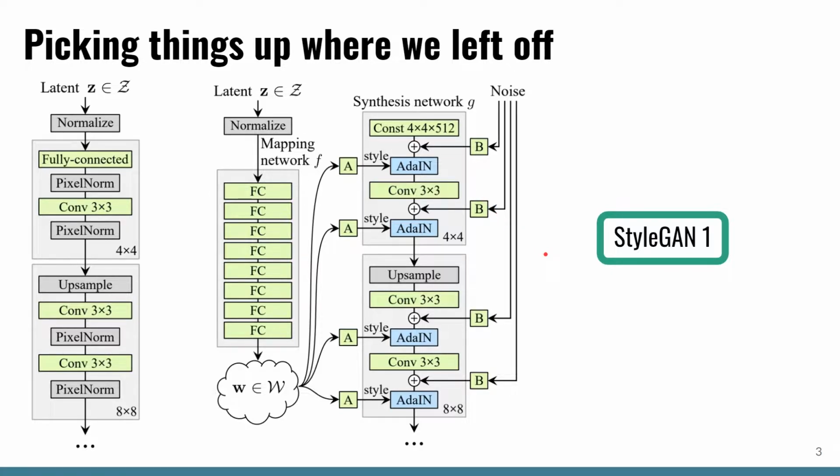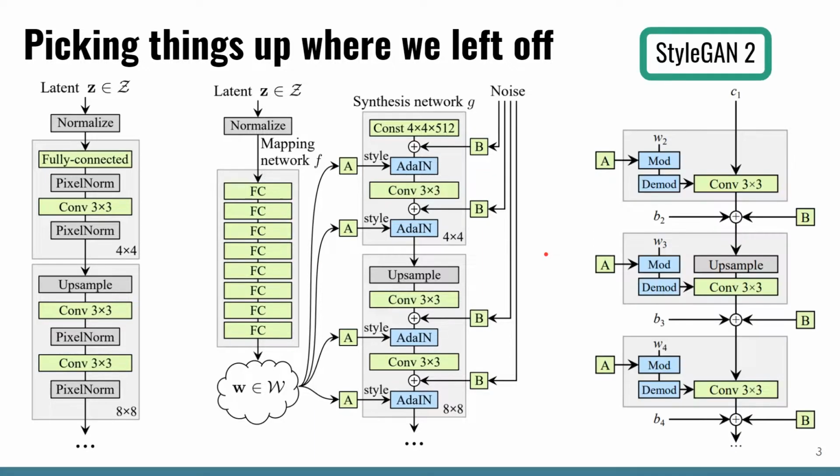So that was StyleGAN 1. It was the main part of the breakthrough. And then StyleGAN 2 mainly focused on improving that. So in StyleGAN 2, we still have this constant that starts at the very top of the model, here denoted C1, but the rest is much more simplified and optimized.